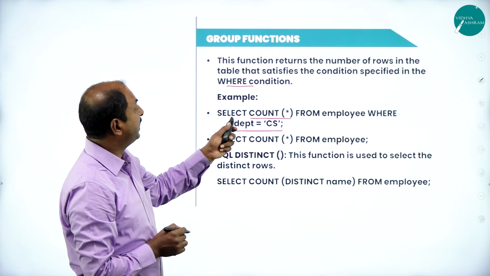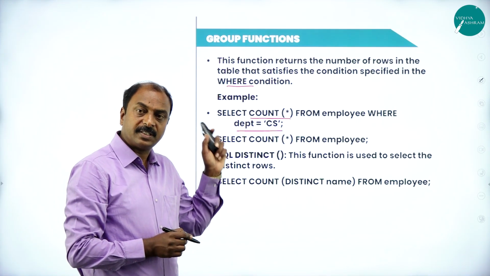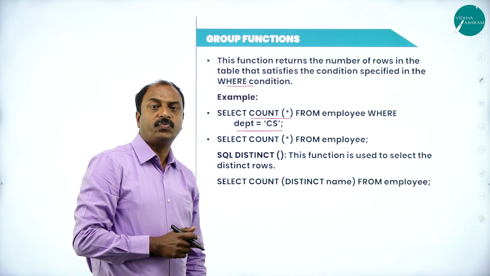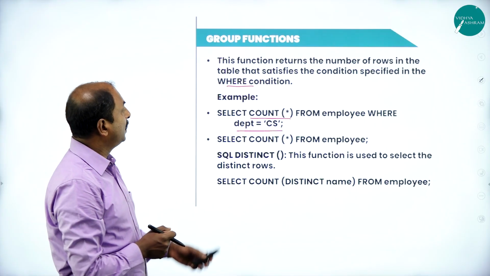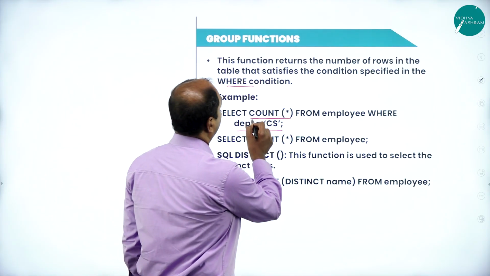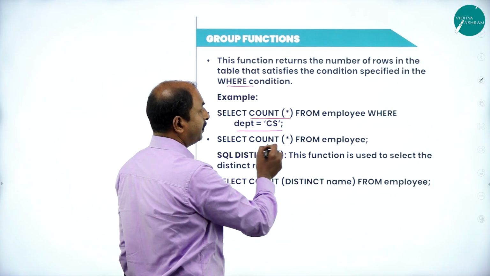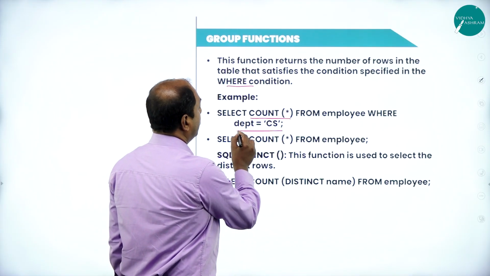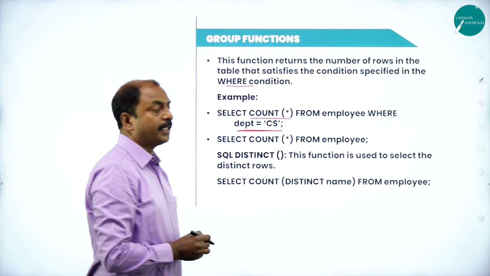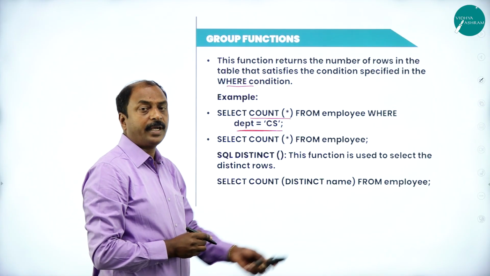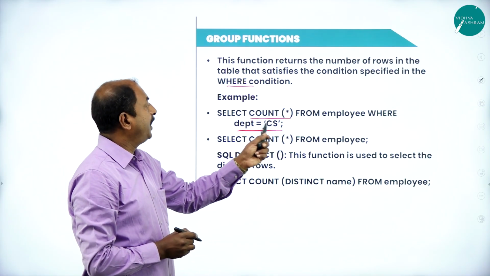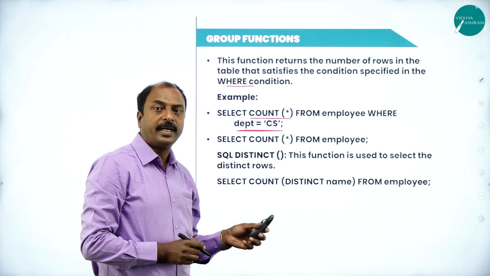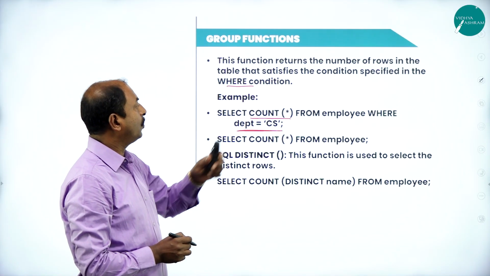So it is going to select, as we have learned in the previous slide, it is used to fetch the records from a table. Accordingly, it is going to use the count function, which counts the department equal to CS. So in the employee table, where the department is equal to CS, it is going to fetch those records and display them. So this is the count function.